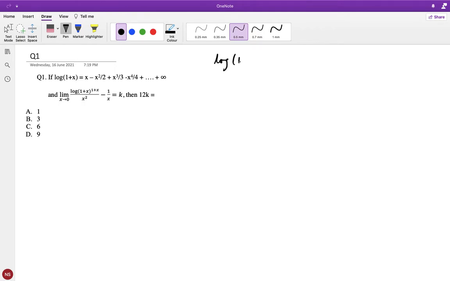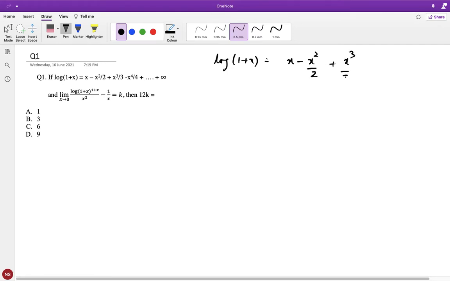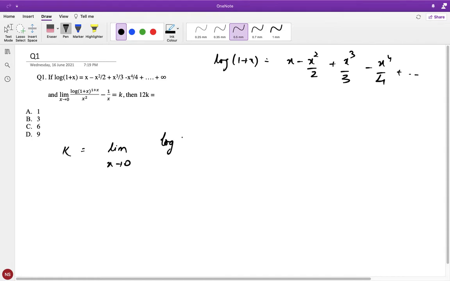Log of 1 plus x is given to me. We know that this is the standard expansion for log of 1 plus x, and then k is given, which is a limit, and 12k is asked. So k is given to me as limit x tends to 0 of log of (1 plus x) raised to the power (1 plus x) by x squared minus 1 by x.